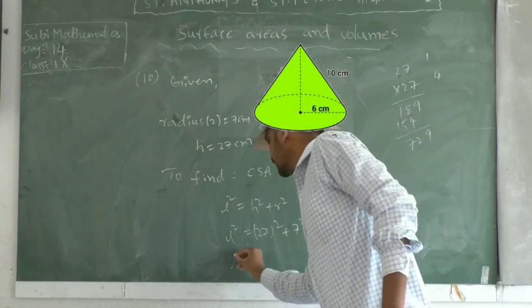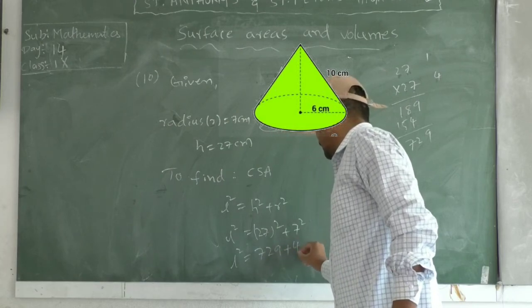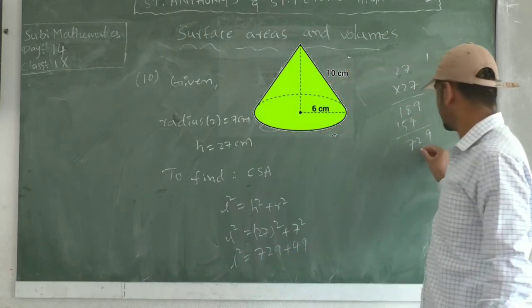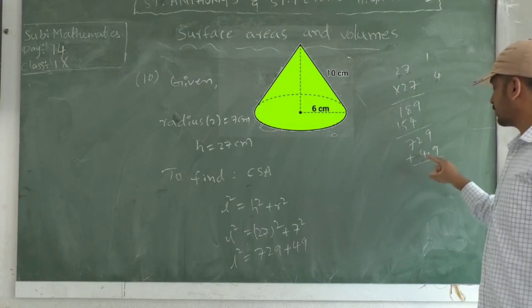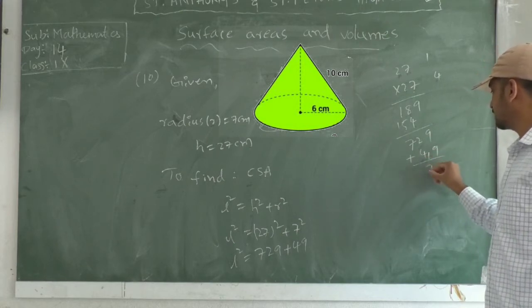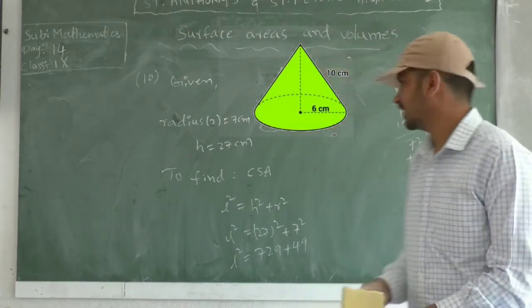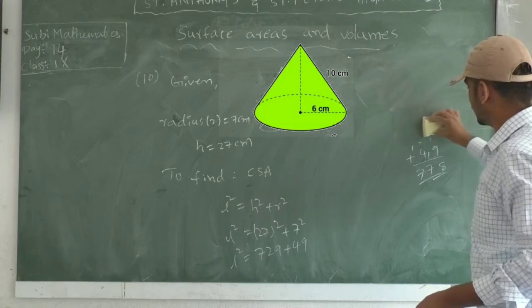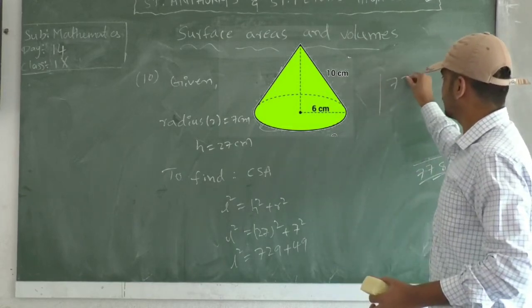So L square equals 729 plus 7 square, which we already know is 49. 729 plus 49 is 778. So for this we have to find the square root of 778.